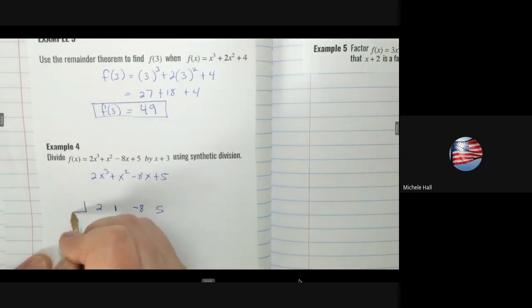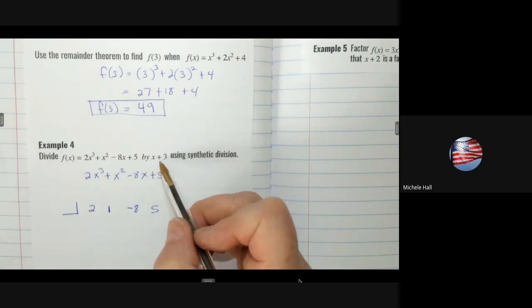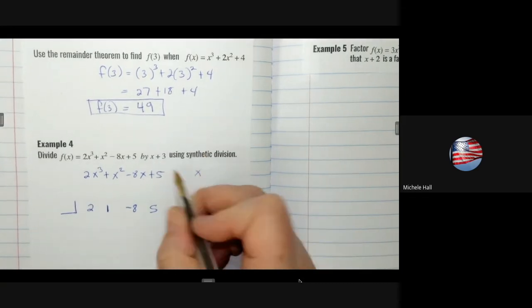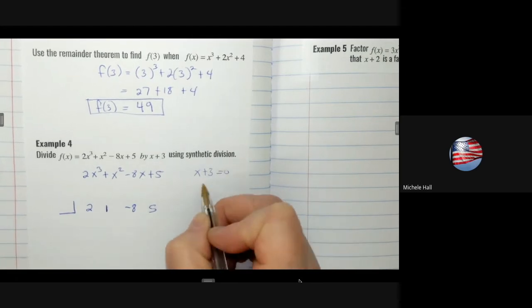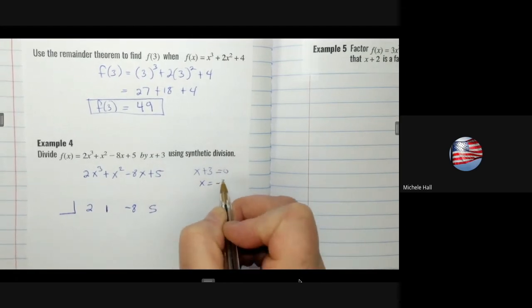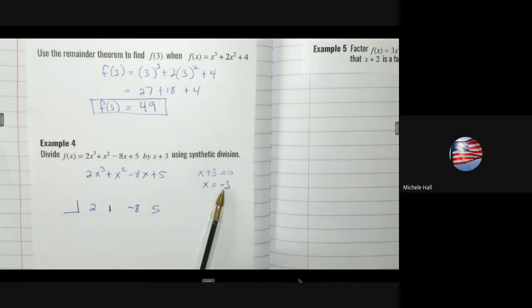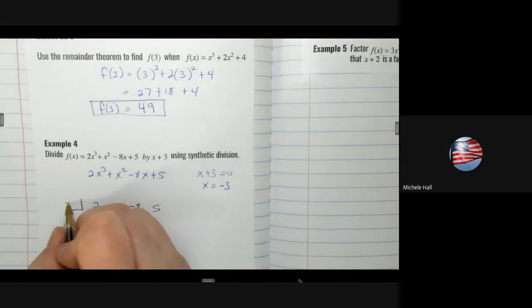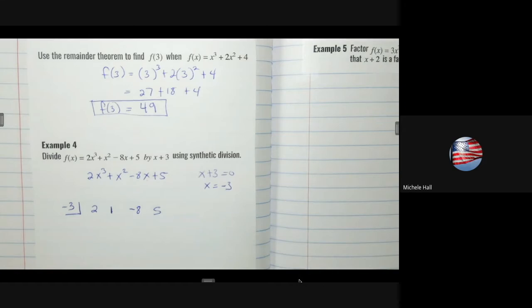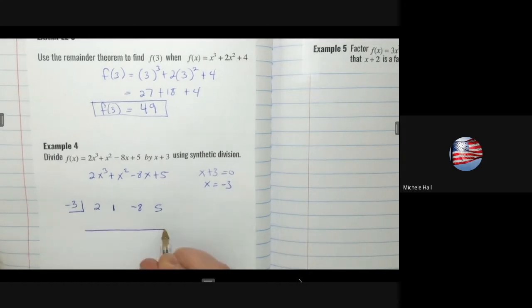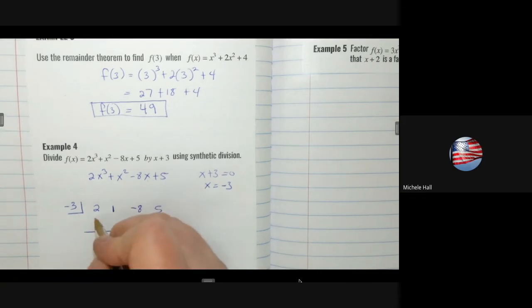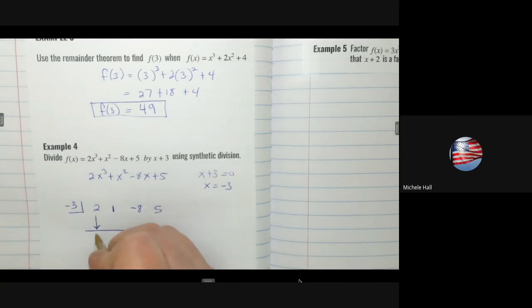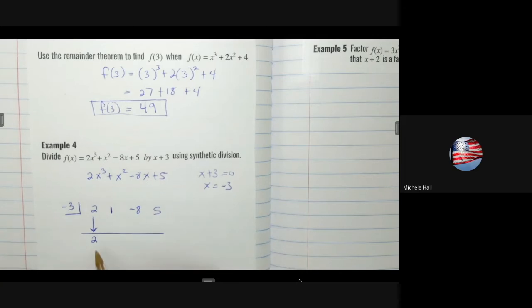Then we need to solve for the linear factor, x plus 3. We need to solve for x. We see that x equals -3. We would like to use -3 in the synthetic division. And we're all set to go. The first thing you do is bring down the first term, and then it's multiply, add, and subtract.